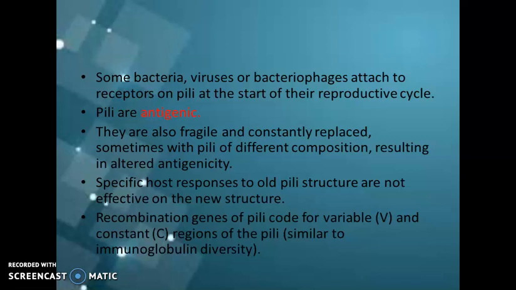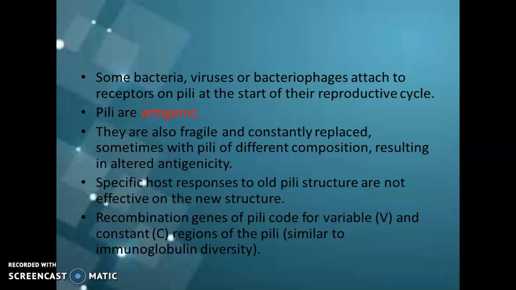These pili are also fragile and constantly replaced, sometimes with other pili of different composition. As a result, it results in altered antigenicity, which means the original pili is different from the replaced pili. Both are different in their antigenic composition, and it may also result in a specific host response.